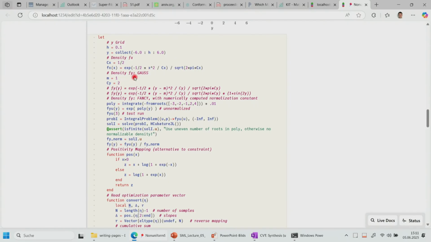Then we can have a Gaussian density that we provide for approximation, or some complicated variance shifted Gaussians, then a Gaussian times a sine function, then a very fancy density where you have an exponent of a polynomial, which is in fact first unnormalized, but for the ISD it will be normalized. For the KLD it does not have to be normalized.